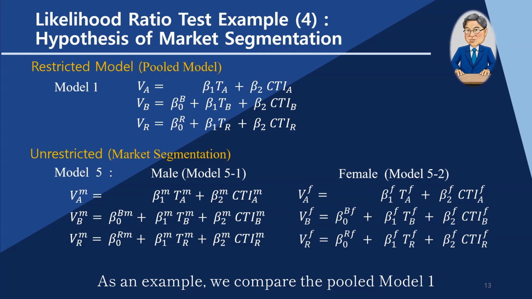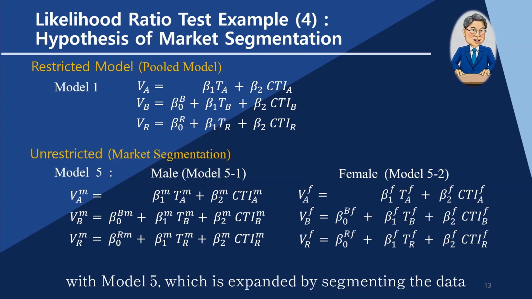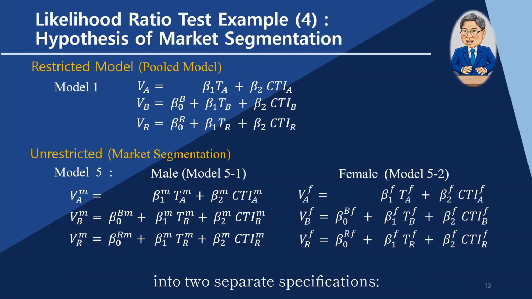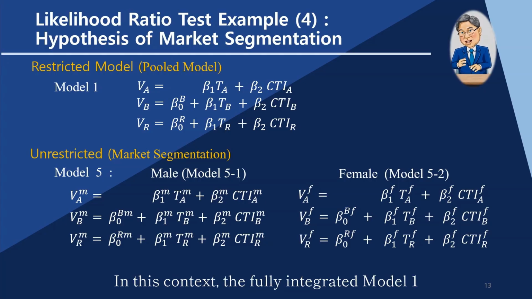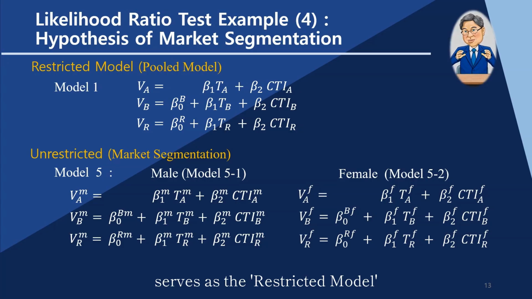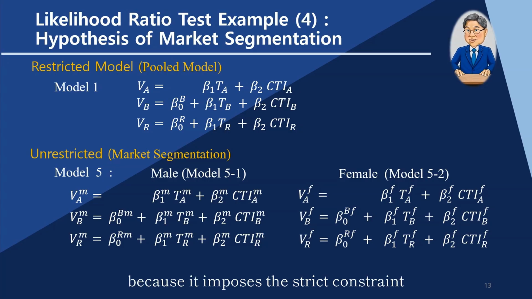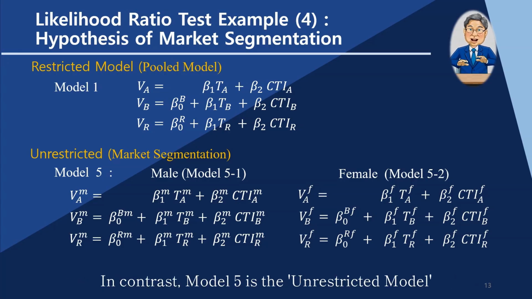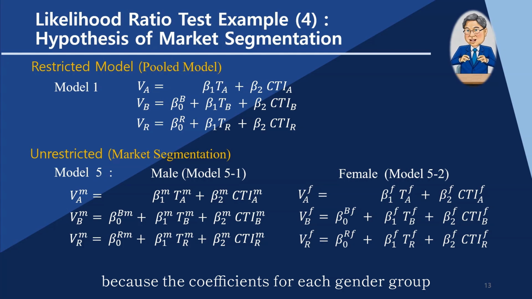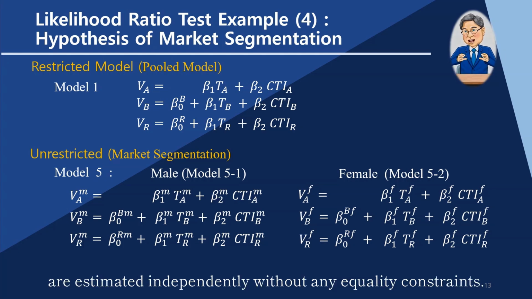As an example, we compare the pooled Model 1 with Model 5, which is expanded by segmenting the data into 2 separate specifications, a male group model, Model 5-1, and a female group model, Model 5-2. In this context, the fully integrated Model 1 serves as the restricted model because it imposes the strict constraint that the behavioral parameters for both males and females are identical. In contrast, Model 5 is the unrestricted model because the coefficients for each gender group are estimated independently without any equality constraints.